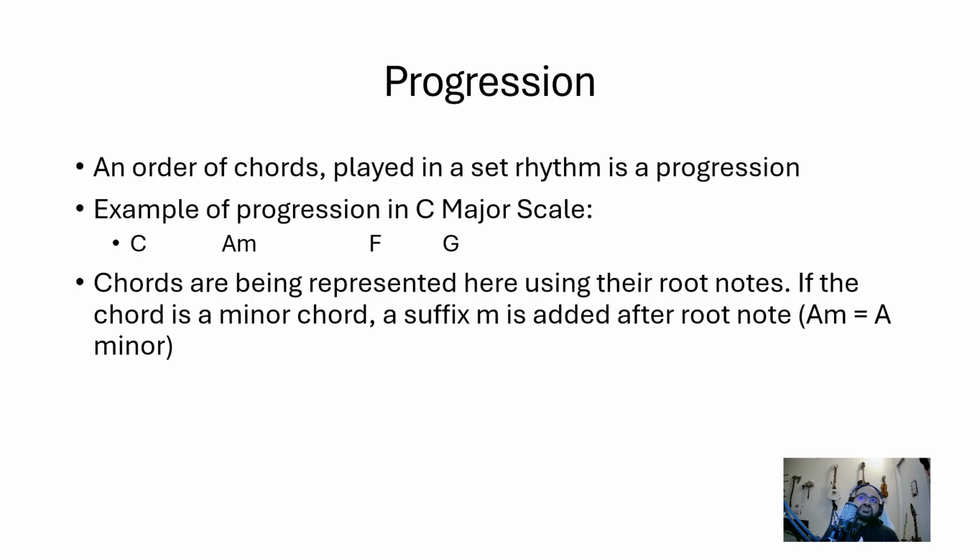A progression is going to be an order of chords. So you choose chords to be played over and over again as a repetition, and that becomes a progression in the song. An example of a progression would be C, A minor, F, and G.